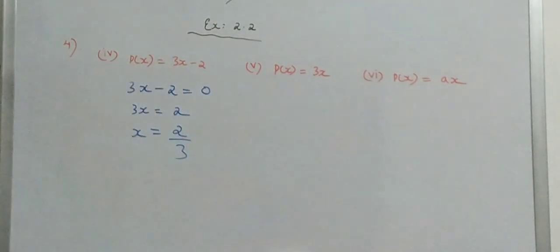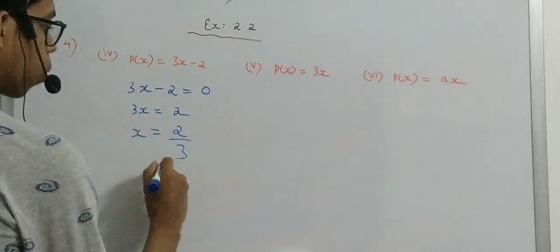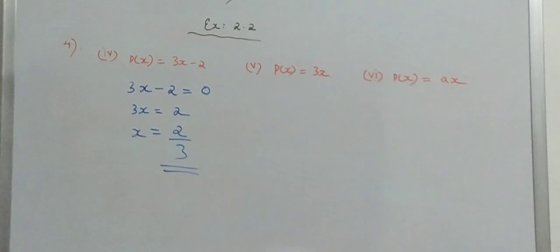If you substitute it over here, okay, we will get a value of P of x is equal to 0. So this is the 0 of the polynomial. You can verify it and see.